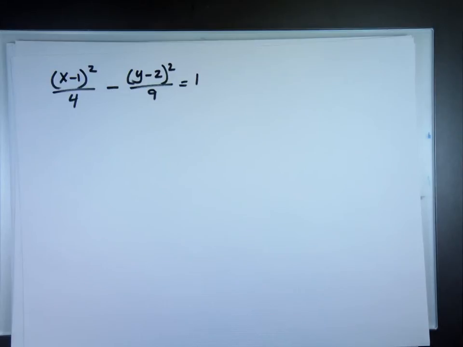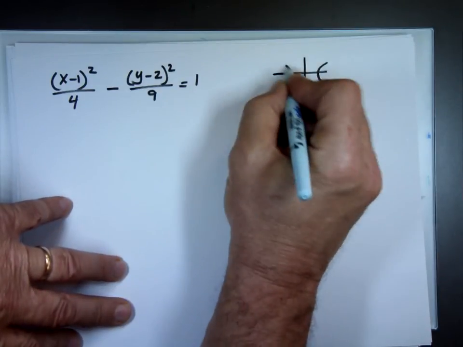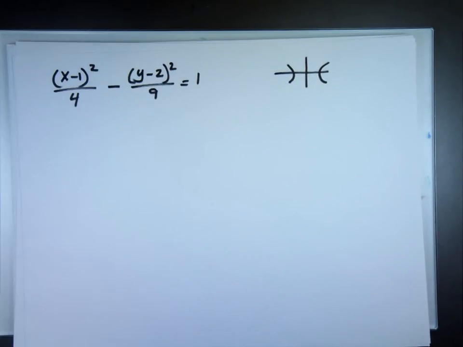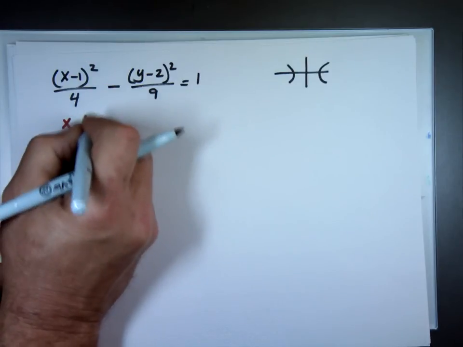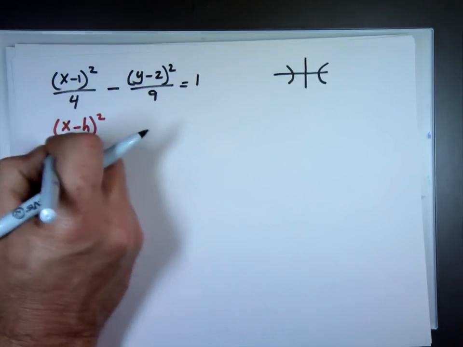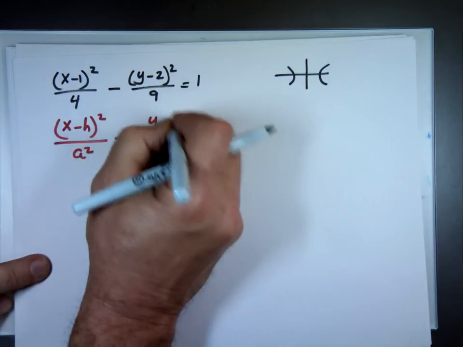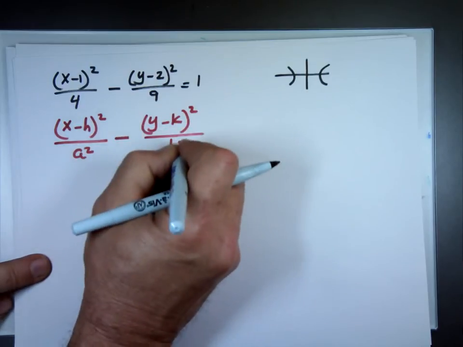And which way is it opening? It's crossing the x-axis, right? So we know it's a hyperbola crossing the x-axis. But the center is not going to be at 0, 0. So the equation for that should be x minus h squared over a squared minus y minus k squared over b squared equals 1.